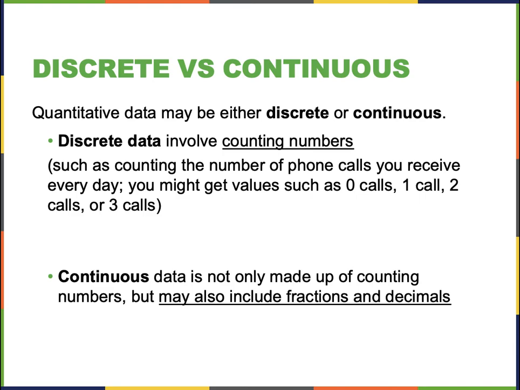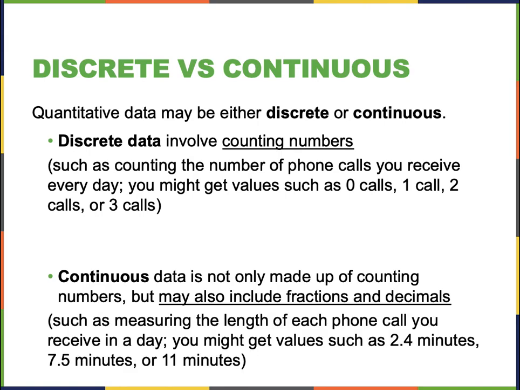Continuous data is not only made up of counting numbers, it can also include fractions and decimals. An example is measuring the length of each phone call that you receive in a day. So if you're measuring the length of phone calls, you might get a value such as 2.4 minutes. One phone call might be 7.5 minutes. Another one might be 11 minutes. Another one might be 1.233 minutes.